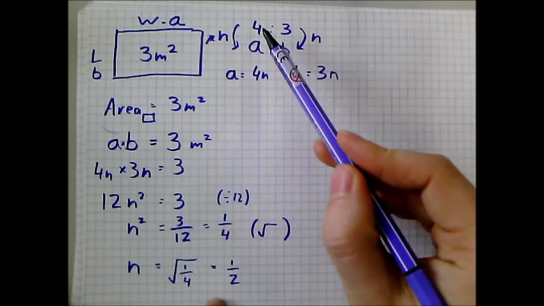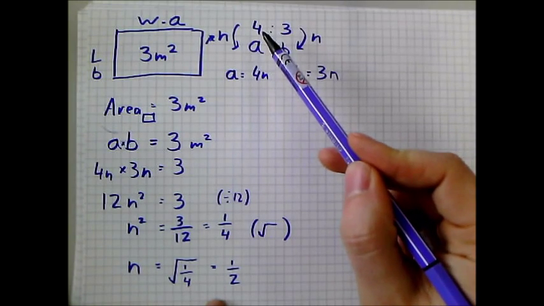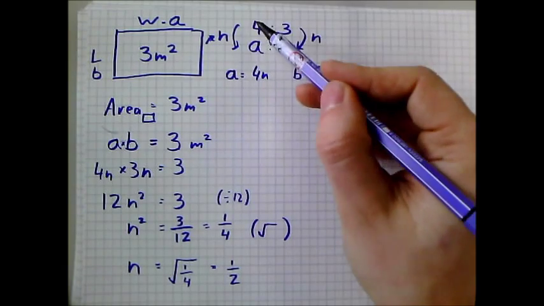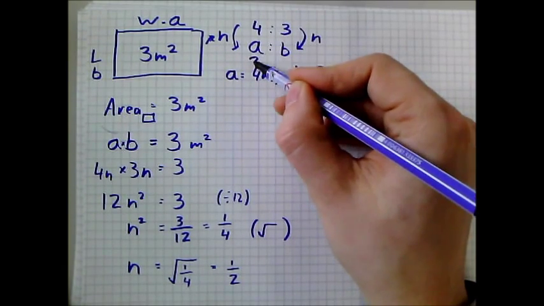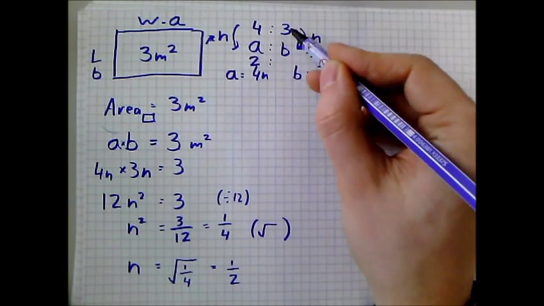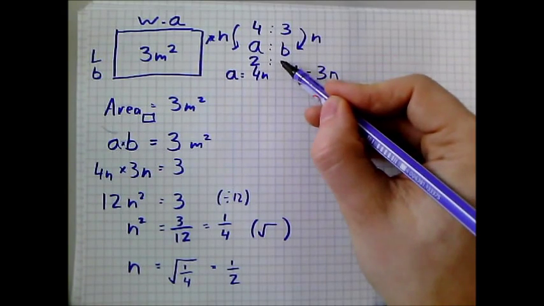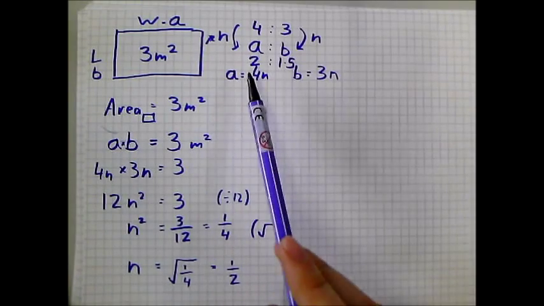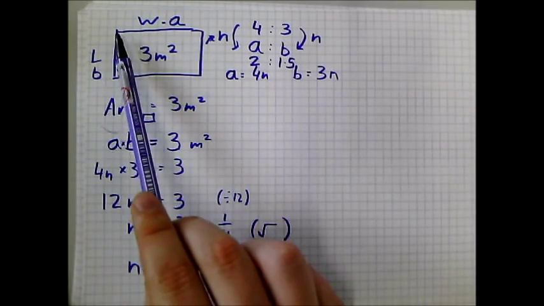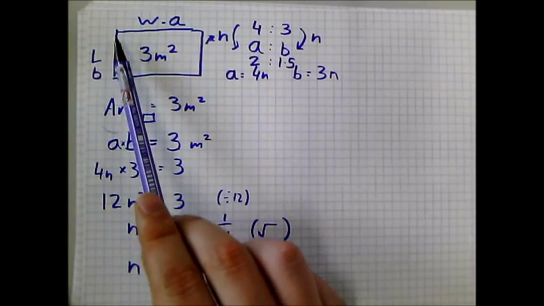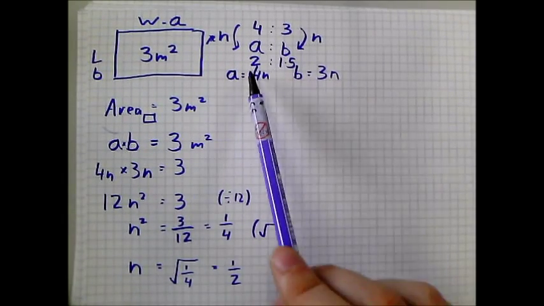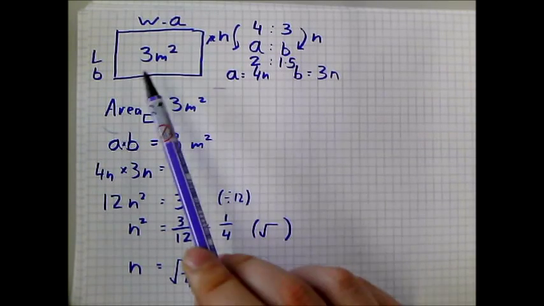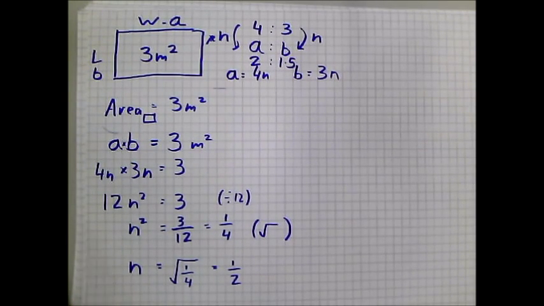So to get the length and width, we can go back to our original part here. So 4 multiplied by n, which is now a half, gives you A. So 4 multiplied by a half is 2. And 3 multiplied by a half is 1.5. So the TV screen needs to have a length of 2 and a width of 1.5. And you can check that it is in the correct aspect ratio, and it multiplies to give 3 meters squared.